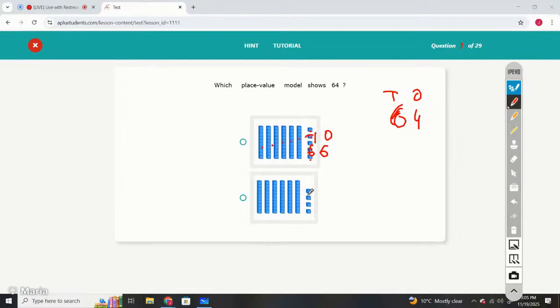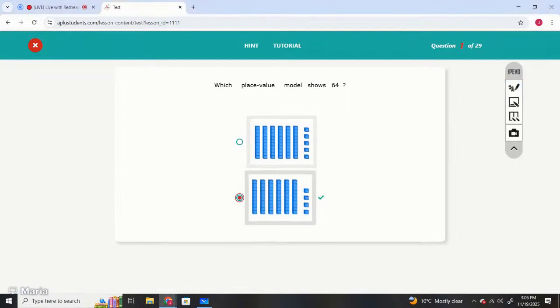Look at the second one. We have one, two, three, four ones and one, two, three, four, five, six tens. So that means the second model represents 64. Option number two is the correct option, that is 64.